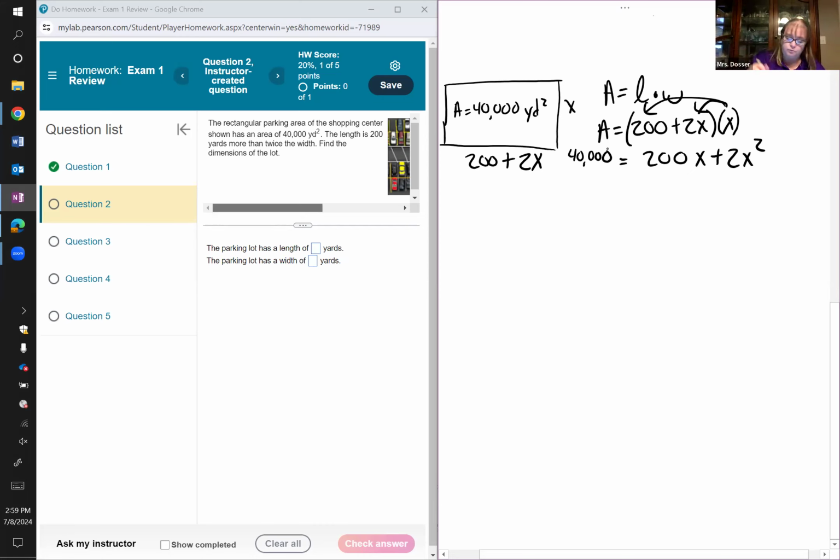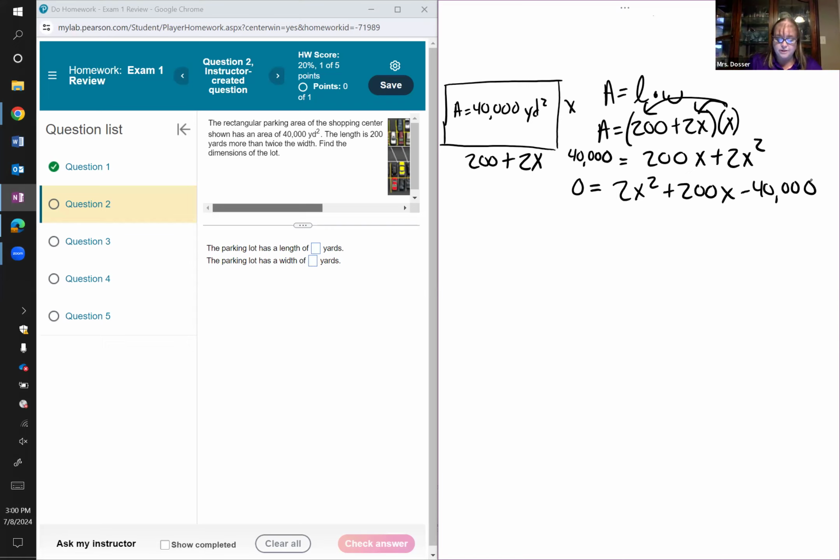And so now we can rewrite our formula. It's a quadratic because of the squared on the x. And so we need to get it equal to 0, which means we've got to subtract the 40,000. So when we subtract 40,000 from the left, we get 0. On the right, just to rearrange and put it in the order we like, we're going to have the 2x squared plus 200x, and then we subtract the 40,000 from that side as well. So now we've got our quadratic equation in the order we like. We know how to solve quadratic equations. We either have to factor or use the quadratic formula.